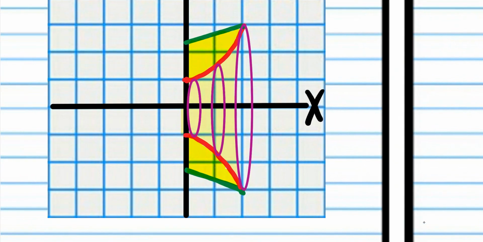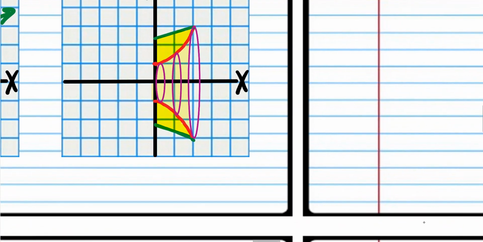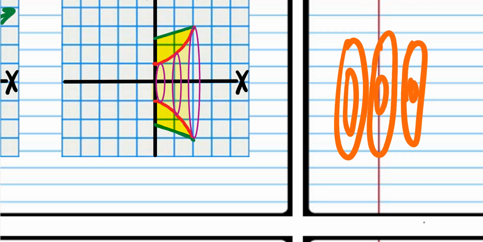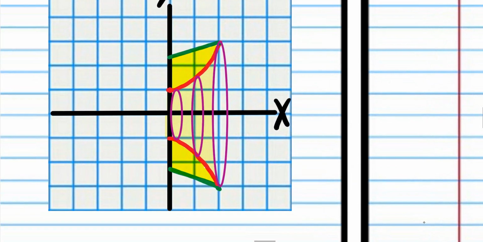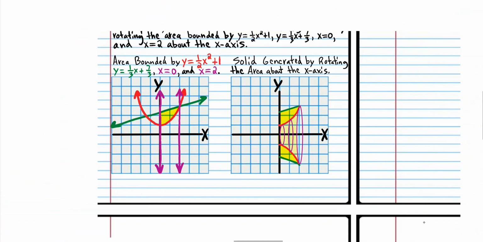And so we call this the washer method because when we do that, what we're really doing is finding the volume of little circular washers and adding them up. Of course, I'm not really drawing this proportionally because it's hard to draw that, but we're adding up a bunch of washers. A washer here, a washer here, and then a washer here, and a washer here. We're adding up an infinite number of volumes of washers to find the volume of that solid.